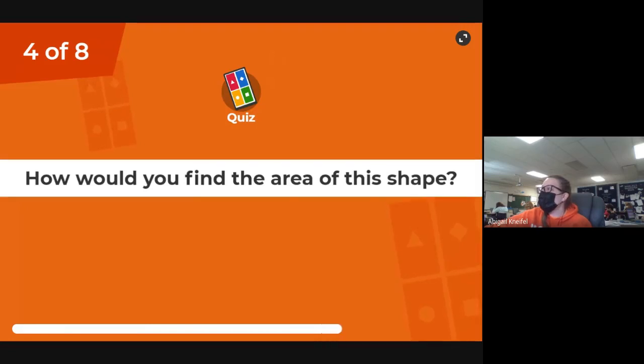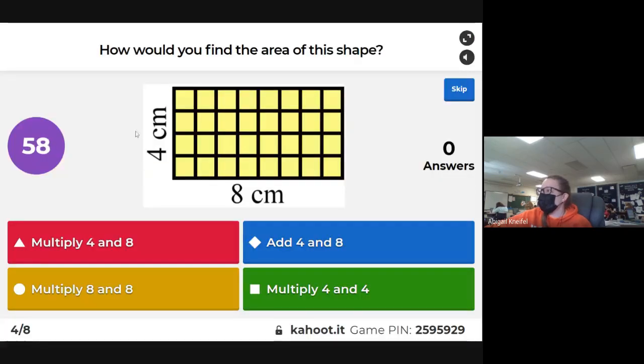How would you find the area of this shape? You already did this problem, and I kind of already explained it. But in words, how would you find the area of this shape? In words. If someone said, how do I do this? How would you tell them to do it? In words.